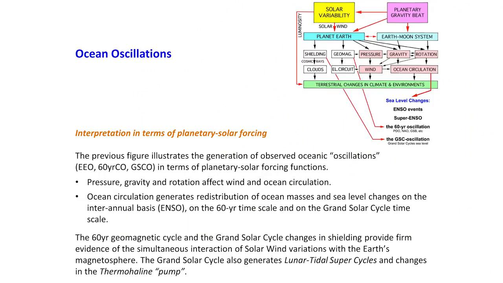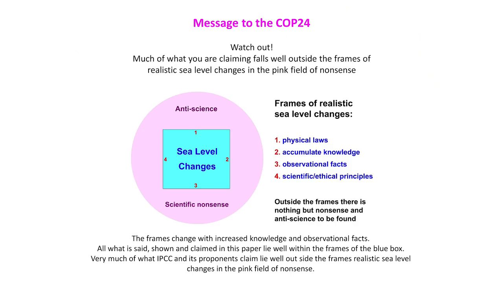Ocean oscillations: the previous figures illustrate the generation of oscillation. Pressure, gravity, and rotation, ocean circulation. The 60-year cycle and ground solar changes in shielding provide firm evidence of the simultaneous interaction of solar wind with the Earth's magnetosphere. Ground solar cycle also generates lunar tidal supercycles, changing the thermohaline pump, which is important, I think. But this is the system which operates. There is no place for CO2. We should have a big garbage pan somewhere where we put CO2. But it's nice for the flowers.